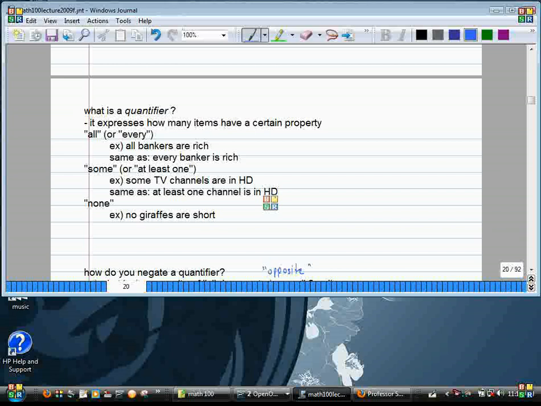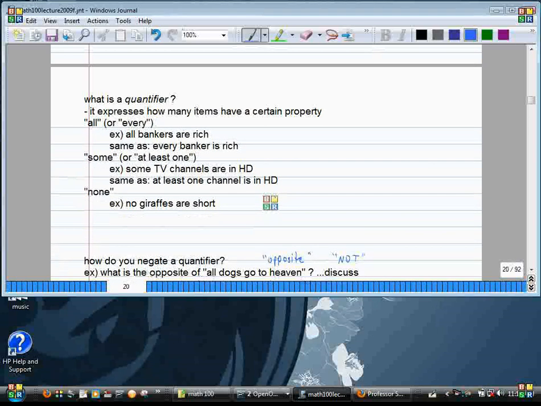It's in English. It's a word in English too. If I say this is a math class, how do we say opposite? Not. Thank you. Okay. So let's see. For example, what is the opposite of all dogs go to heaven?